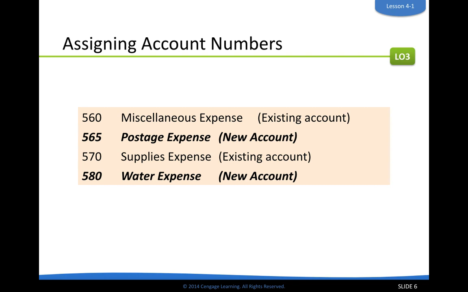Last, we want to add in water expense, which comes at the bottom of the alphabet. So we just count by tens again, and that gives us 580 for water expense. So that is how we assign account numbers. Especially in the expenses, we're keeping those in alphabetical order. So you want to make sure that you do that, and it might require you to count by fives instead of tens.